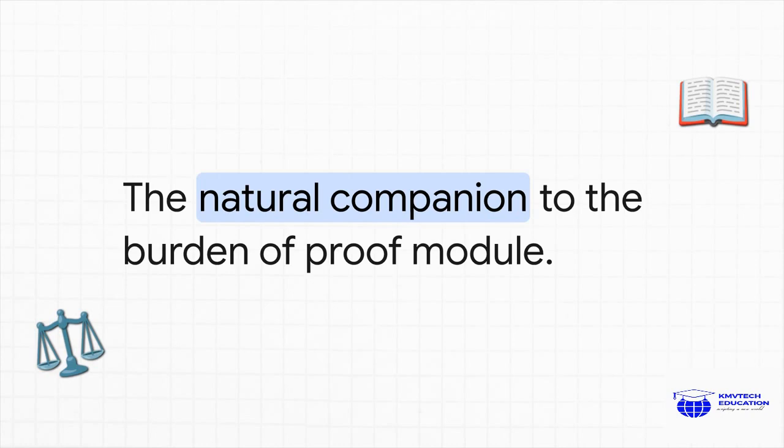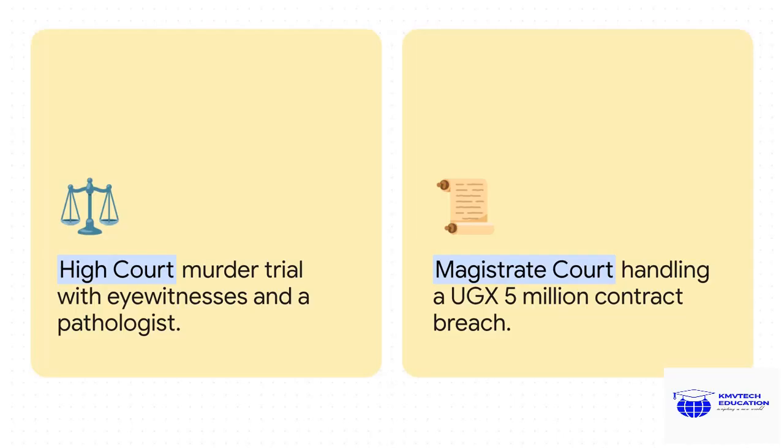In Module 5, we spent a lot of time establishing the burden of proof. You learned who must prove what. If a party makes an assertion, well, they bear the burden of proving it. But Module 6 answers the natural and essential companion question, which is, how much proof is actually required? If Module 5 is the who, Module 6 is the how much. This brilliantly illustrates the real-world application.